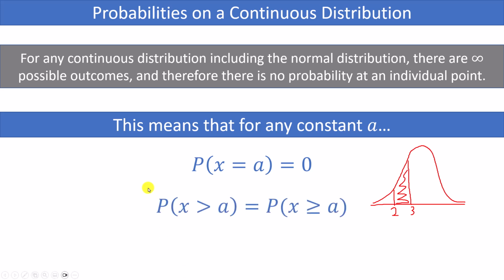This means that the probability that x is greater than some value is the same thing as the probability that x is greater than or equal to some value, since the equal to part is not really adding any probability. The same thing is true for less thans. The probability that x is less than some value is the same thing as the probability that x is less than or equal to some value on a continuous distribution.